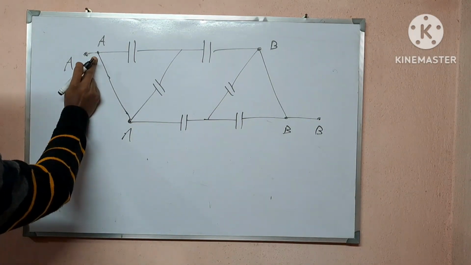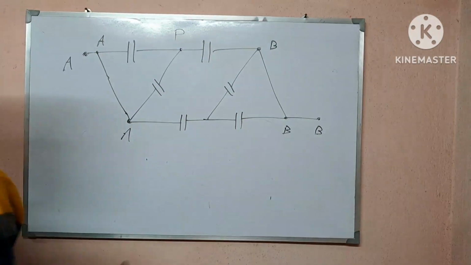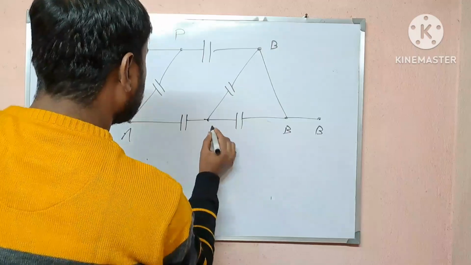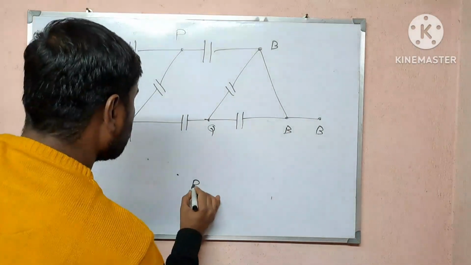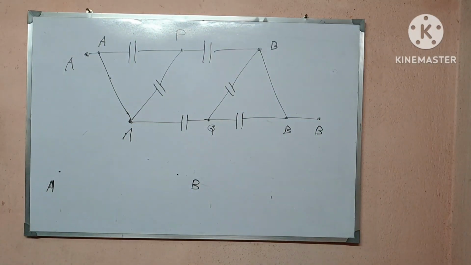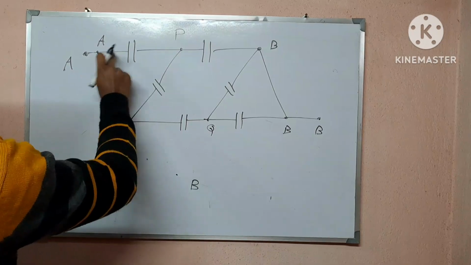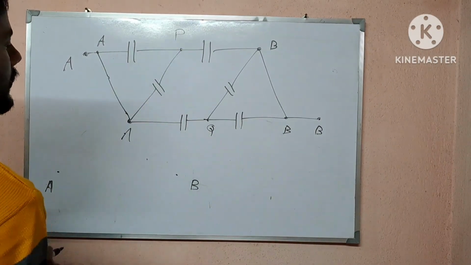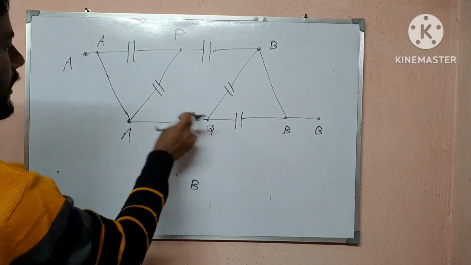That one is A, so that one will be different, not A. Let's say this is P. That one is B, so this will also be different, Q. So now this is A point and this is B point. From A, directly two capacitors are connected, A to P as well as A to P. Also one is there, but that one is connected A to Q.